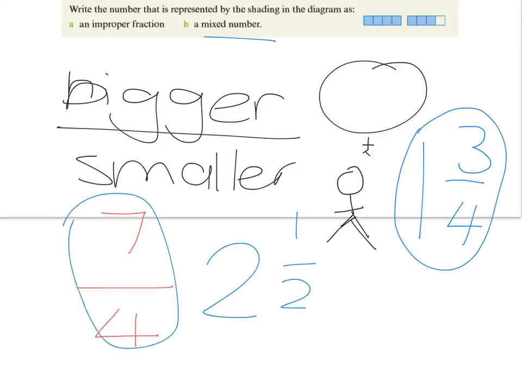7 over 4 is an improper fraction. They are both the same size. So 7 over 4 and 1 3/4 are the same size, just shown differently as an improper and a mixed number. And we're going to get to how to work those out. So go ahead and let's do the next section.